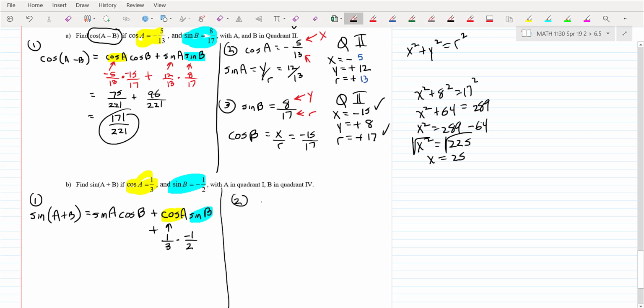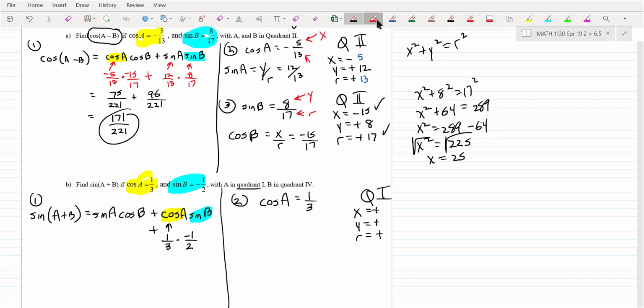So the second thing is we'll work with the cosine of A, which is given as 1/3. And this one we're given is in quadrant 1. If you're in quadrant 1, that means x is positive. I think the last problem said both were in quadrant 2, so you're good. So y is positive, r is positive. So in quadrant 1, everything's positive.